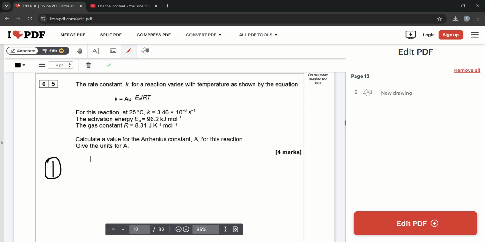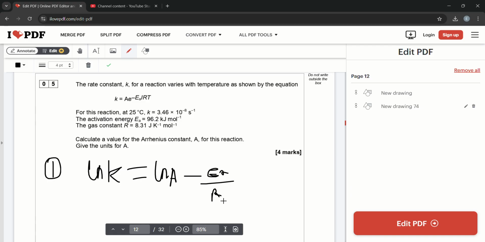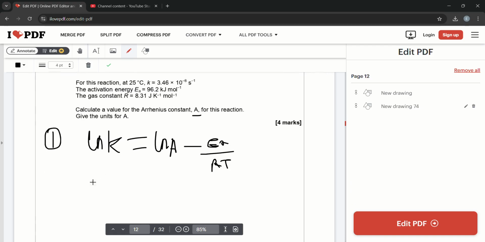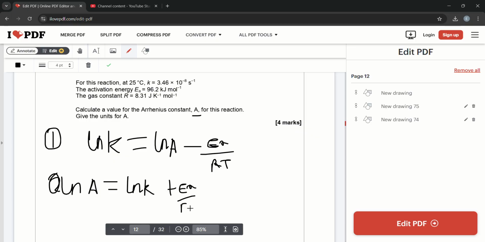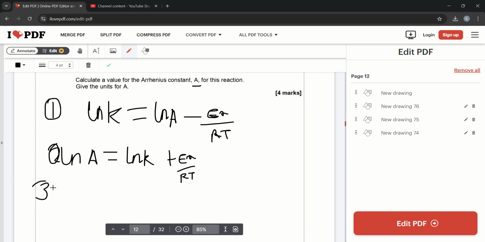So first things first, with any type of unhomogeneous constant question, especially more than 2 marks, we need to take a natural log. So ln k equals ln a minus ea over rt. What are we trying to find? We're trying to find a, so we get ln a equals ln k plus ea over rt. Now let's substitute the values in.